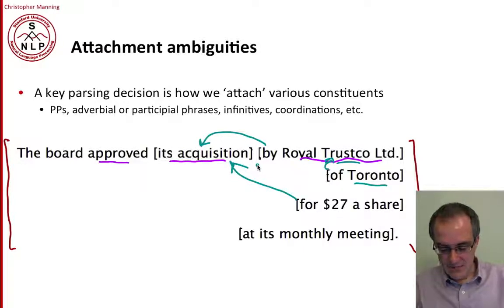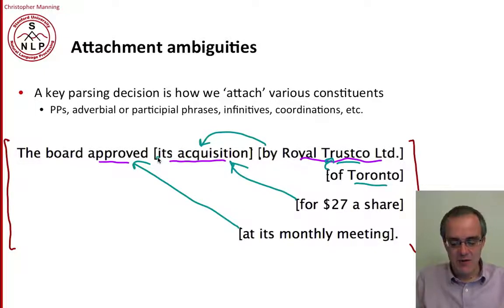And then for the last prepositional phrase, at its monthly meeting, that's presumably not referring to an acquisition at its monthly meeting or any of these other things, but rather its approval at its monthly meeting. So this prepositional phrase modifies the first verb. Okay, that was kind of complex, though as human beings we just read the sentence and understand what it means and do these attachment decisions without any apparent effort most of the time.